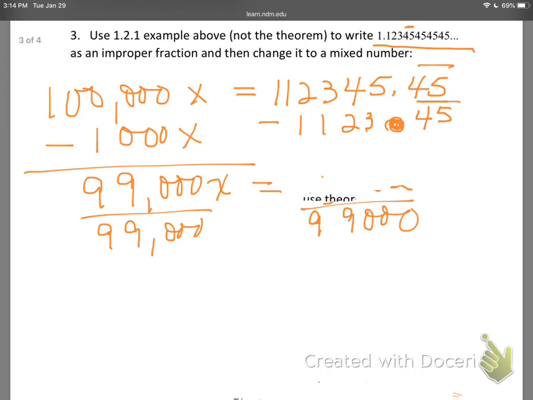When I did this subtraction, hold on, I have to do some fancy stuff here. Okay, got it. When I did that subtraction, I should have gotten 1, 1, 1, 2, 2, 2. I just dropped out a 2. So that's what I have over 99,000.